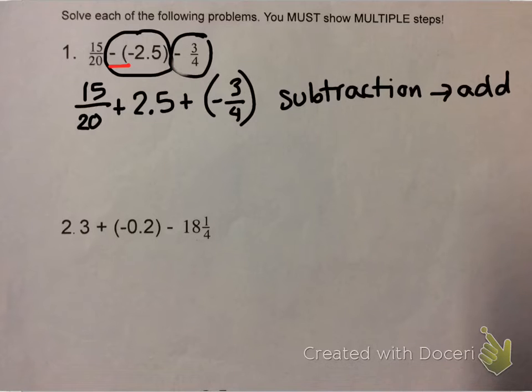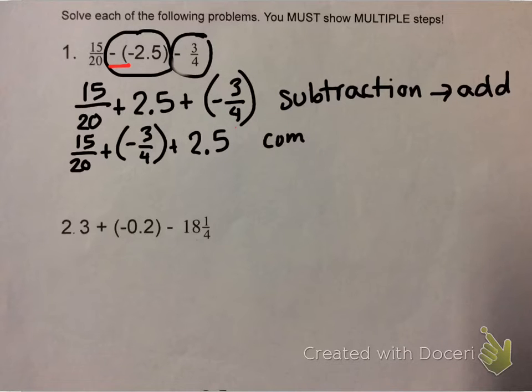Now, on the next step, look at the types of numbers you have. You've got two fractions and a decimal. So let's move those fractions so that they're beside each other. So I'm going to have 15/20 plus negative 3/4 plus 2.5. And that would be the commutative property.